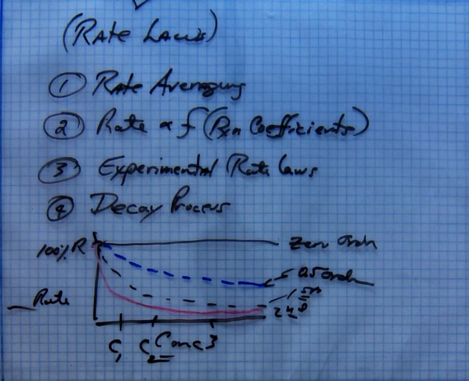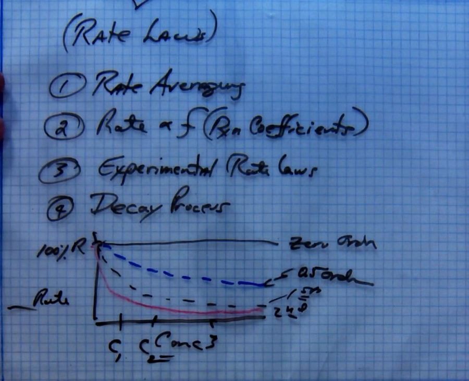Reactants are going away. All radioactive processes, if anybody doesn't know this, are first order. All radioactive. But chemical reactions have a variety of orders of reaction. And we're going to build on this next time.